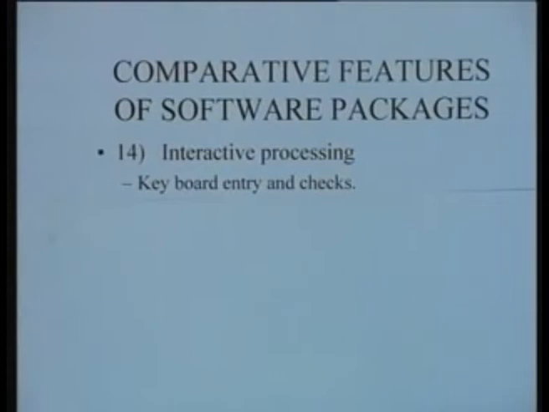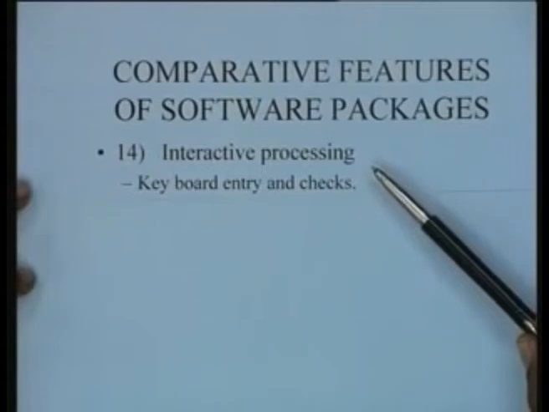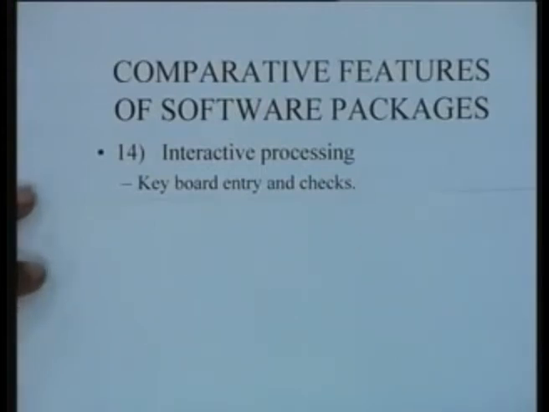We are all familiar with interactive processing. When you are using, for instance, MS Word, if you do something wrong, you get messages that something is wrong. Even the wrong spelling line which appears when you are typing something is basically telling you that there is something wrong, correct it. So that's an example of interactive processing. Different packages, depending upon their sophistication, could have different degrees and different types of these interactive processing checks.